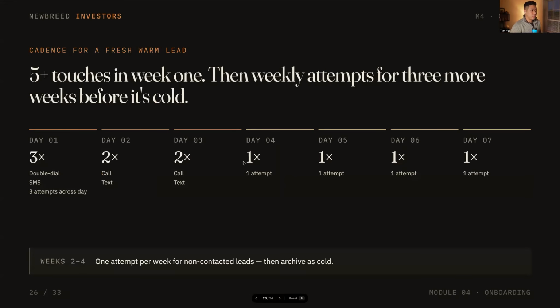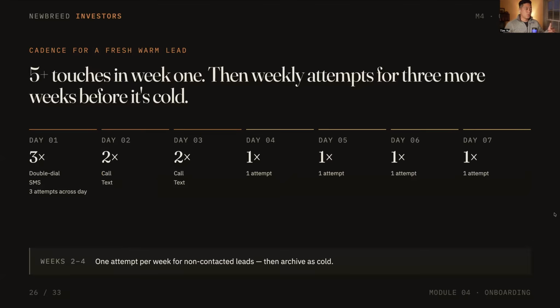All right. Cadence for a fresh lead. I know you guys were wondering about this. This is a rough example of how we conduct those 5+ touches in the first week a lead comes into your system. Then it's weekly attempts for 3 more weeks before it's cold. So this is how we label our leads.